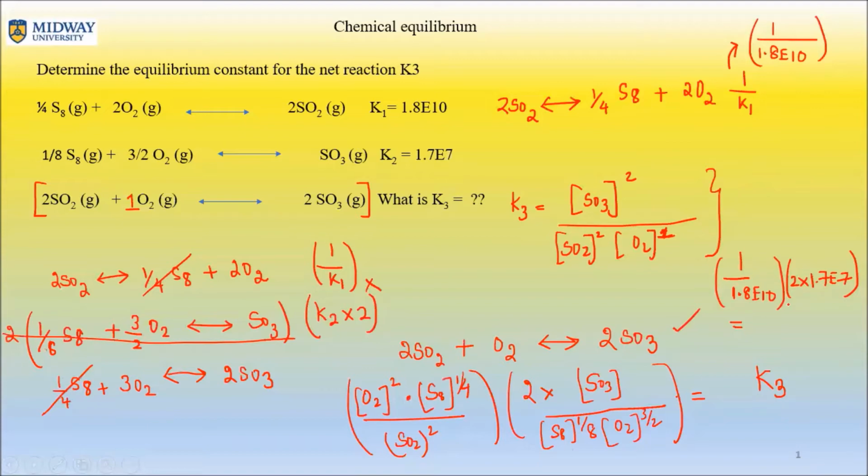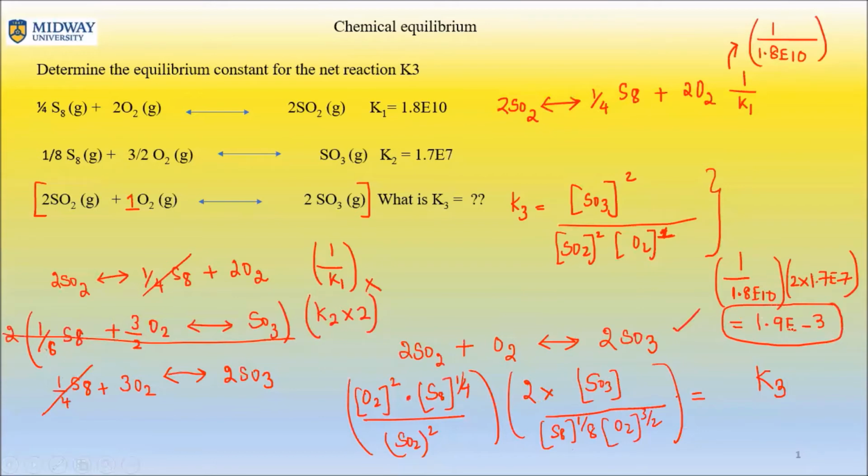So if you do the math here, this is a long problem. Sorry, it is one of those problems that requires detail, and I had to pay attention to detail here. So times 2 times 1.7 e to the 7. So the K3 value is 1.9 times e to the negative 3. There you go. That's a long problem, okay? This is how the expressions are multiplied.